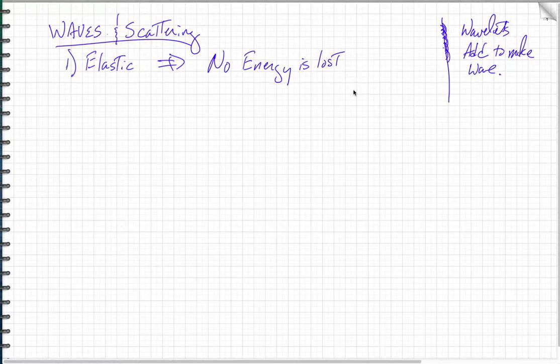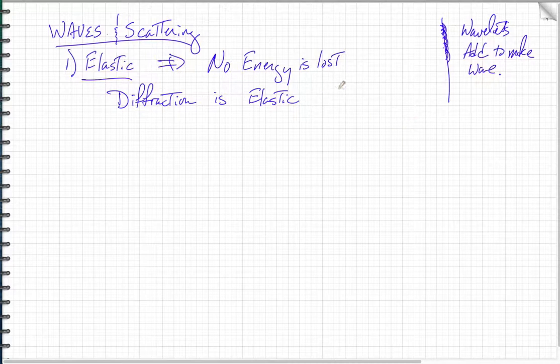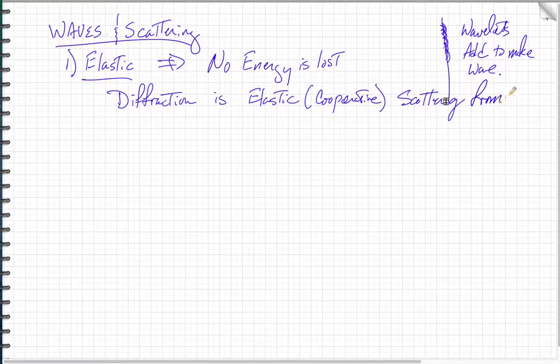Okay, so elastic scattering, another way to think about that, is that the waves are going to conserve the phase. We'll get to that in a minute. Let's first just talk about what this elastic scattering is. Of course, it's what's important in diffraction. So diffraction is elastic, cooperative scattering from a group of atoms.